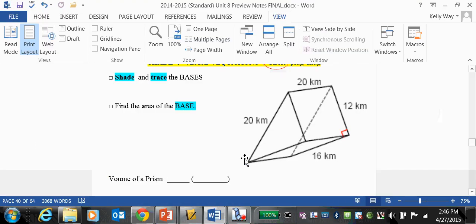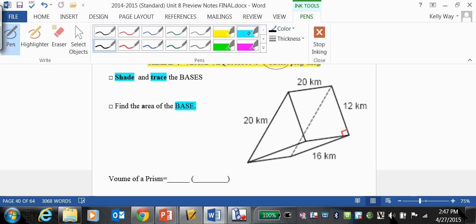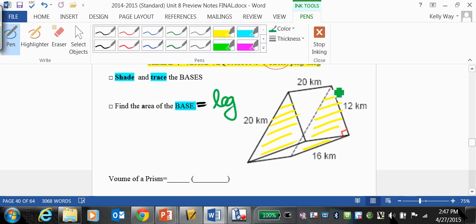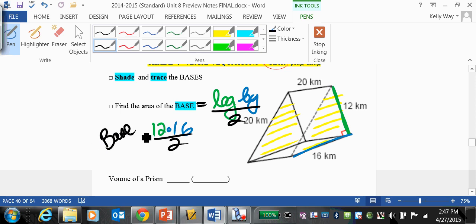Okay, let's see how far you got. These are your 5 steps: shade, base equation, circle, plug, chug. First, shade the bases, which are these two, because they are congruent, parallel, and connected by rectangles. Now we write our base equation: area equals leg times leg over 2, so 12 times 16 over 2. That is our base area equation for a right triangle.